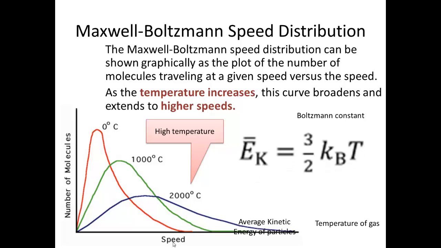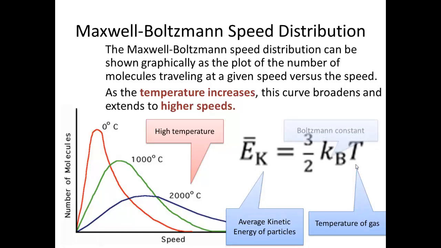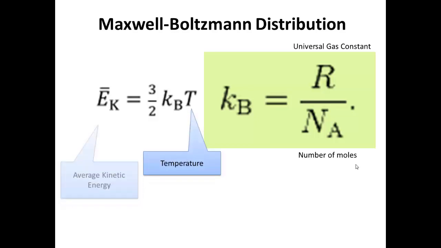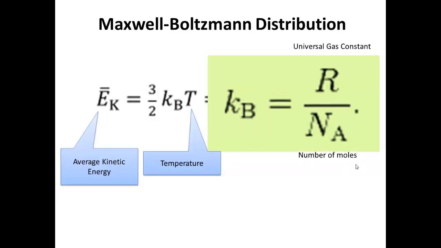This is the equation that we need to refer to. Notice that the average kinetic energy depends on the temperature. The k is the Boltzmann constant. And here we have it again. This is the temperature. This is the average kinetic energy.